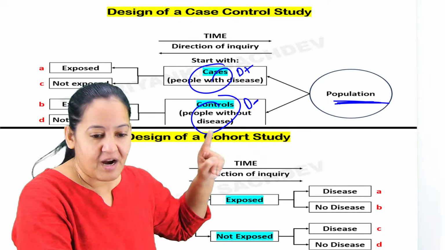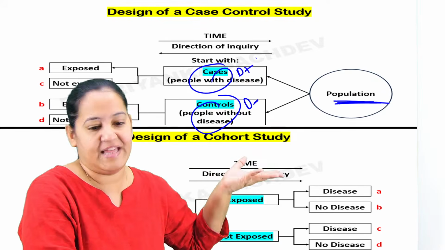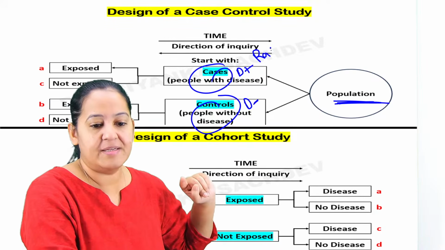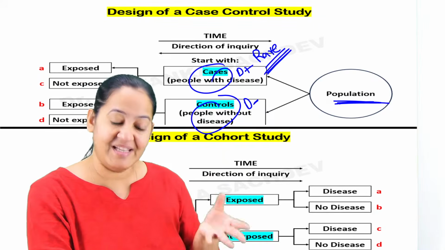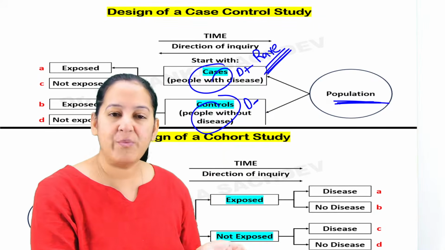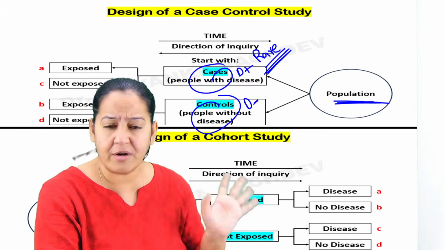So we are starting with disease. Whatever is the starting point, it is good to study that thing. So case control study is good for studying rare diseases, because even if the disease is rare, we can start from that. Lung cancer is not a very common disease. It's rare. Every now and then we find a lung cancer patient. It's not that common.